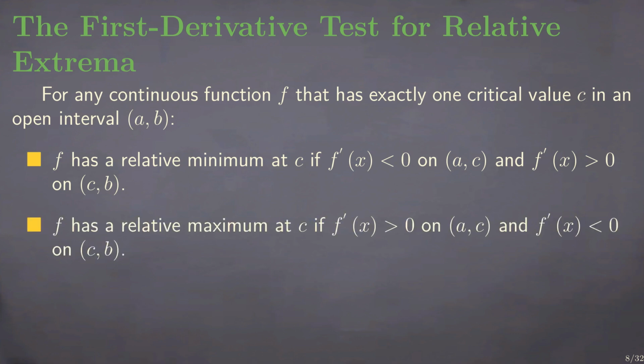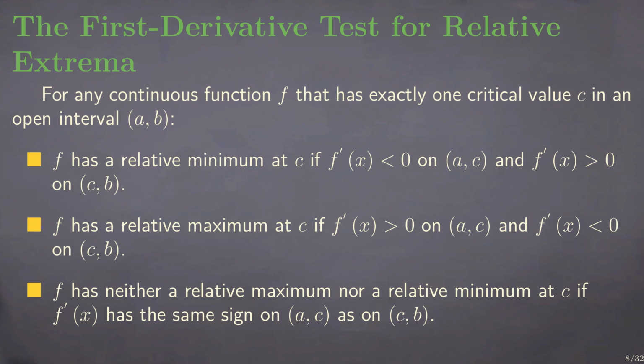And also if the derivative of f is positive on the open interval (a, c) and is negative on the open interval (c, b), then f has a relative maximum at c. For the other cases, meaning that if the derivative of f has the same sign on both open intervals (a, c) and (c, b), then f has neither a relative maximum nor a relative minimum. Or we can say that f has no relative extrema.